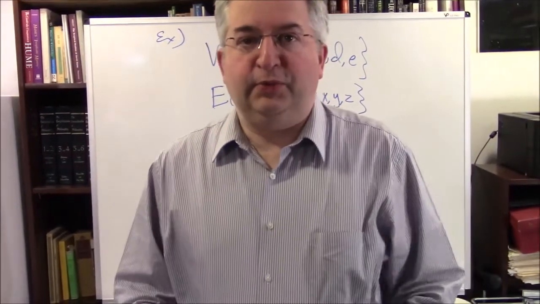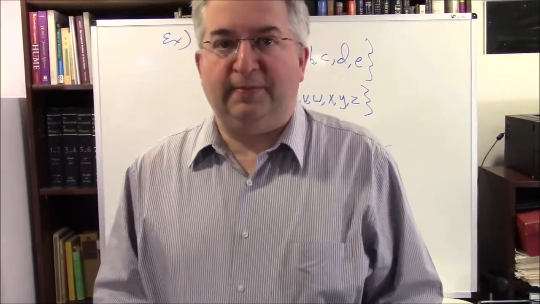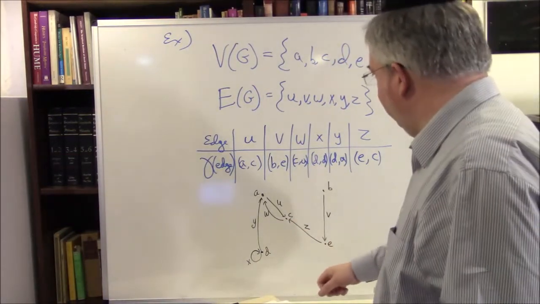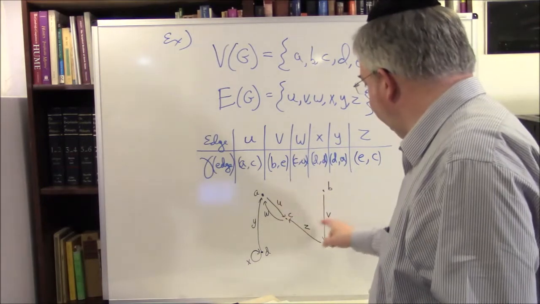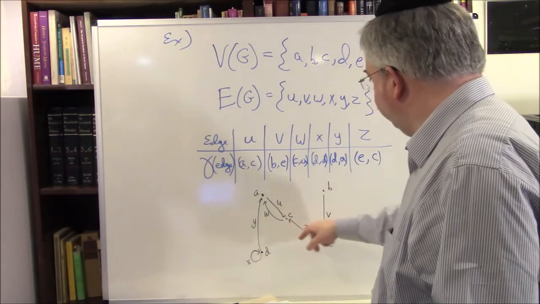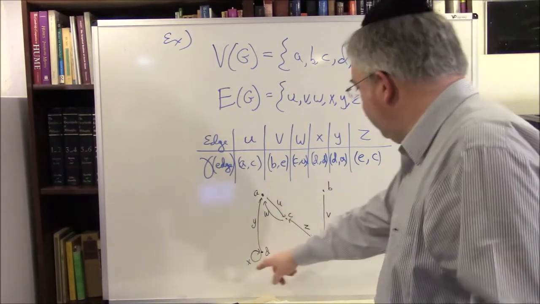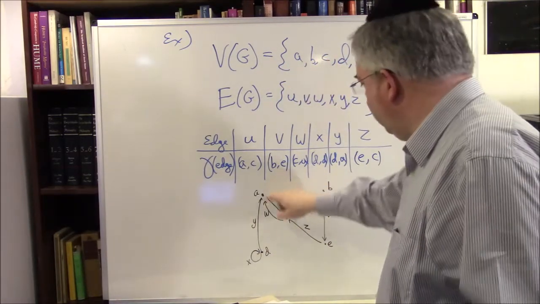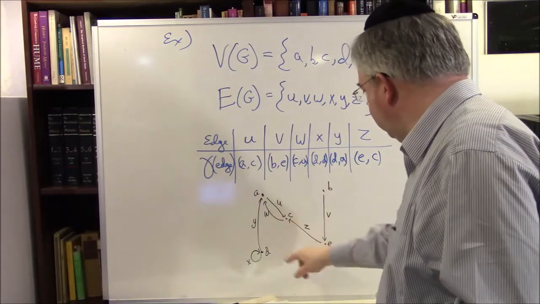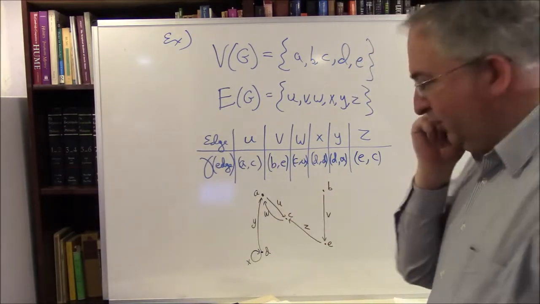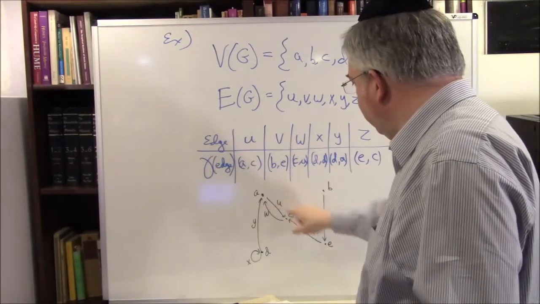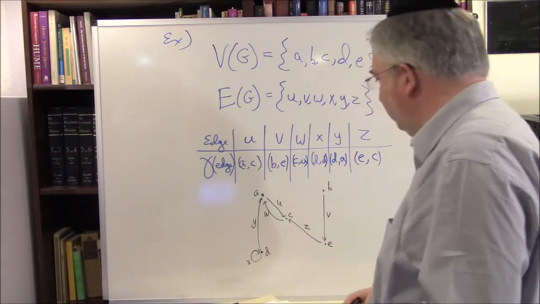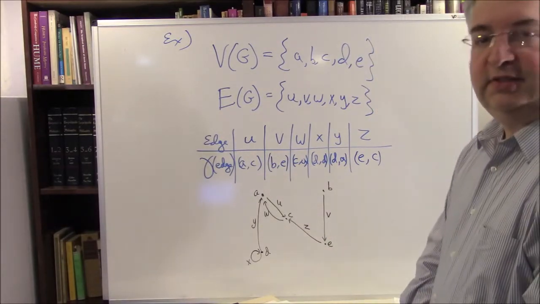Okay, I hope you wrote it up. Here's my answer. Okay, let's just go through it. You have edges U, V, W, X, Y, Z. You have vertices A, B, C, D, E. Okay, and that's the way I drew it out. Let's just do it. U goes from A to C. V goes from B to E, etc. So that's the way to do it.